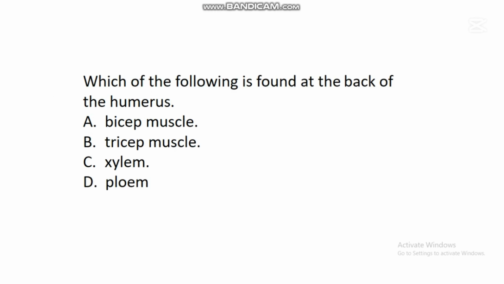Which of the following is found at the back of the humerus? A. Bicep muscle, B. Tricep muscle, C. Xylem, D. Phloem. In this question, the correct answer is B. Tricep muscle. Tricep muscle is a muscle that is found at the back of the humerus. It helps the joint formed by the humerus to function very effectively.